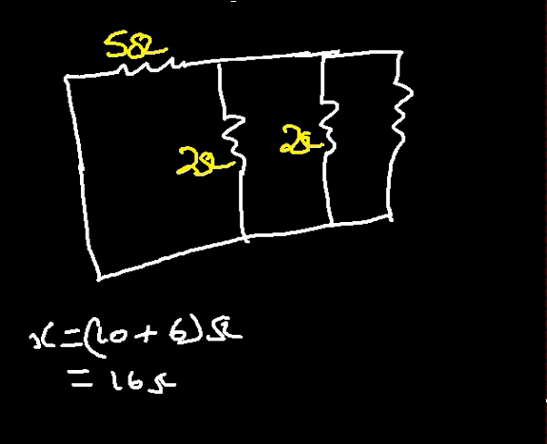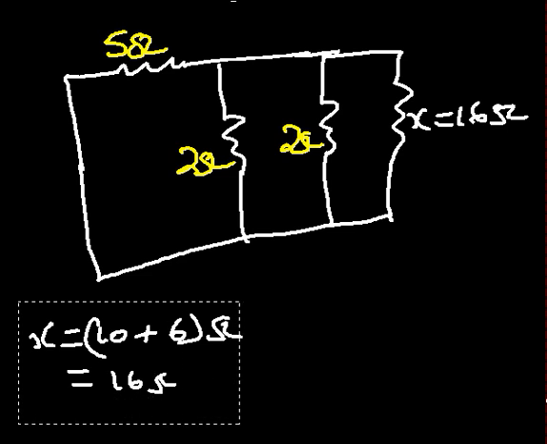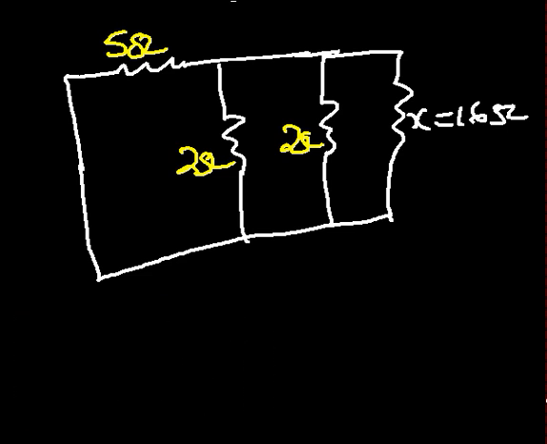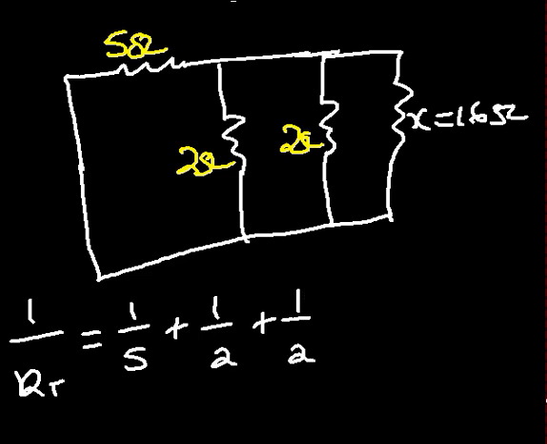So now this is the circuit where this is X, which is equal to a 16 ohm resistor. That is the essence behind it. So now we have all those resistors in a parallel circuit, which means we'll have 1 over R total equal to 1 over 5 plus 1 over 2 plus 1 over 2 plus 1 over 16. So now we'll be able to get the R total using this formula, since they are in a parallel circuit.